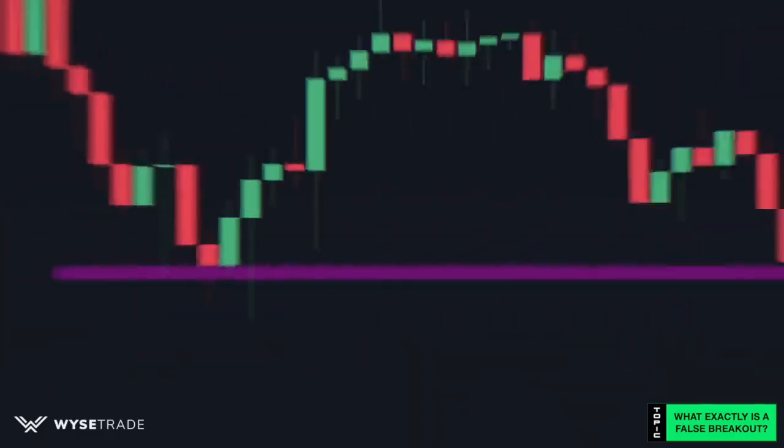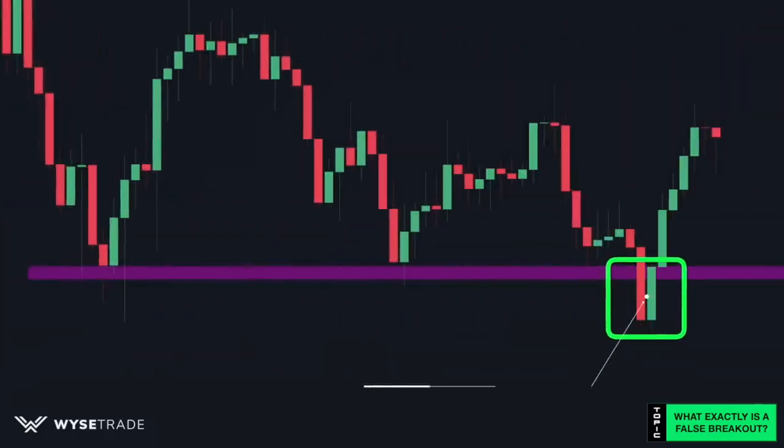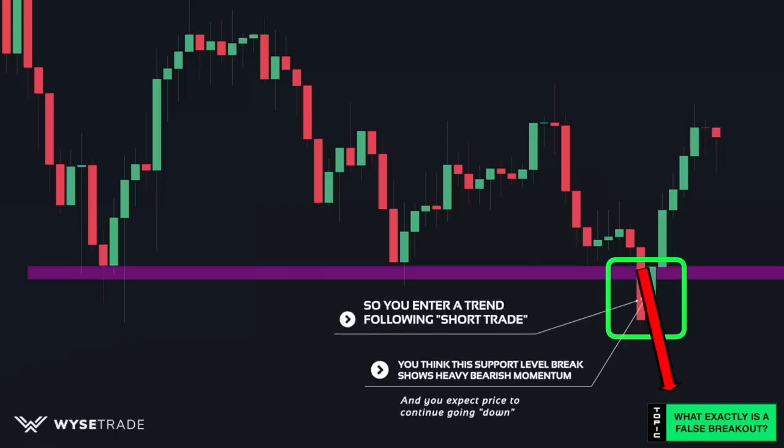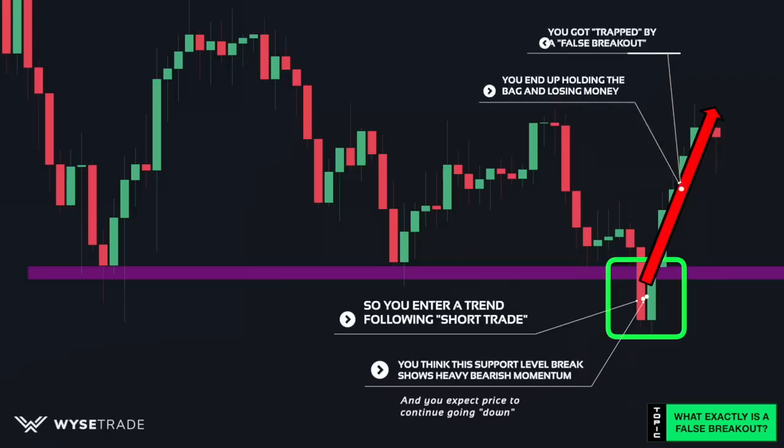In a downtrend, the same thing. Price breaks through a key level of support and you think this momentum will continue down. So you get into a trend following short trade. Price then might move slightly more before it reverses drastically. You end up holding the bag, losing money, and you got trapped by the false breakout.